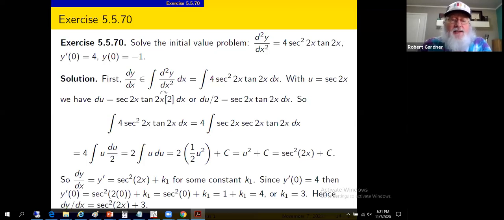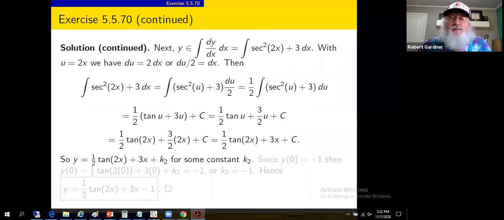So what is dy dx? Secant squared of 2x plus 3. There it is. But we aren't looking for dy dx. We're looking for y itself. We'll do it again. So next, y is an element of the indefinite integral of dy dx. In other words, y is an antiderivative of its own derivative. Dy dx, we saw on the previous slide, was secant squared 2x plus 3. So we need to deal with that.